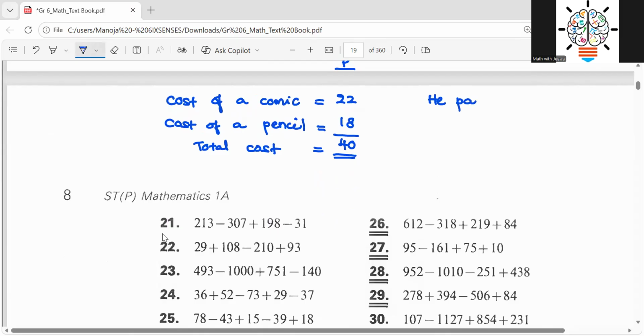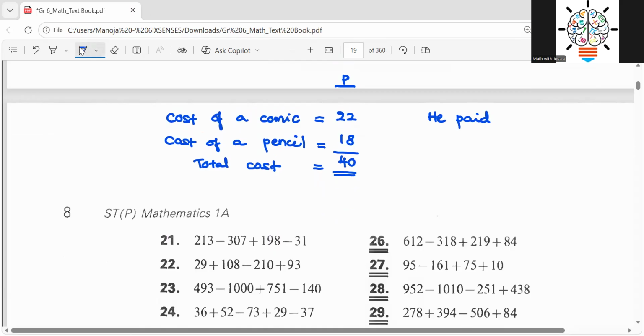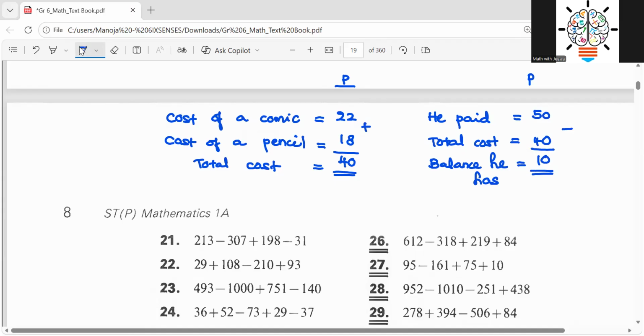He paid, again you can show the sign, pence, total cost, balance he has. So you write it like this, and from 50 you deduct 40 and it gives you the final answer, 10. Here you add, here you subtract. This is what you do, right?